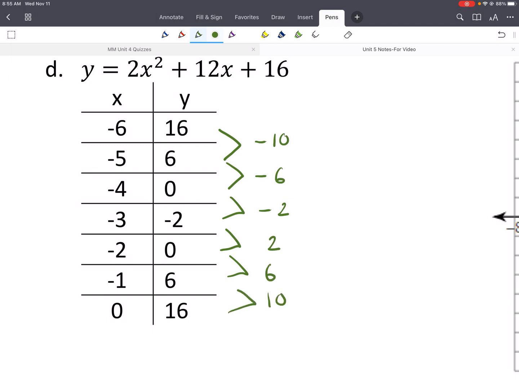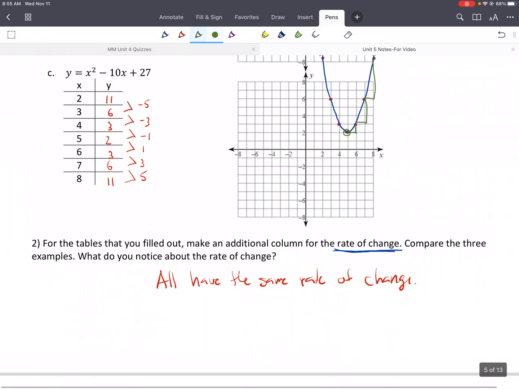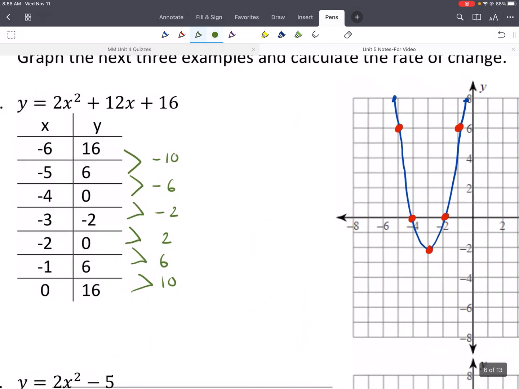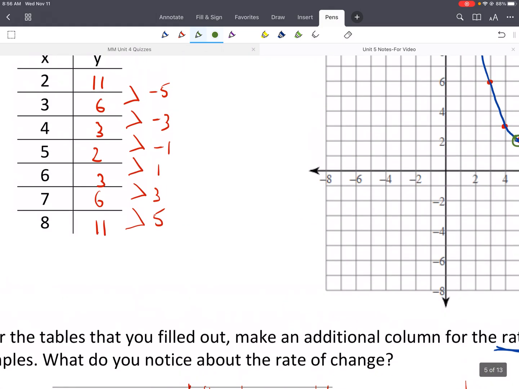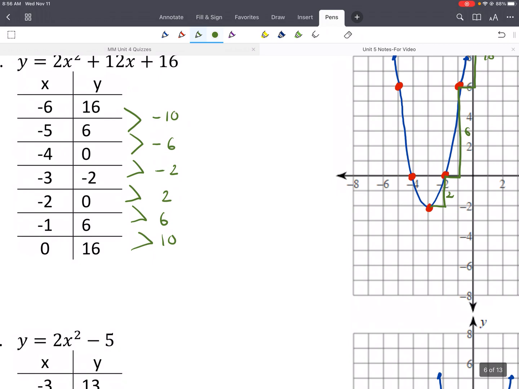So we still have this kind of pattern going on, but what do you notice about the difference between these rates of change? Before it was 1, 3, 5. Now it's 2, 6, 10. We go over 1, up 2, over 1, up 6, over 1, up 10. Okay, so what's the difference? What do you have to do to get from 1, 3, 5 to 2, 6, 10? Kind of think about that.